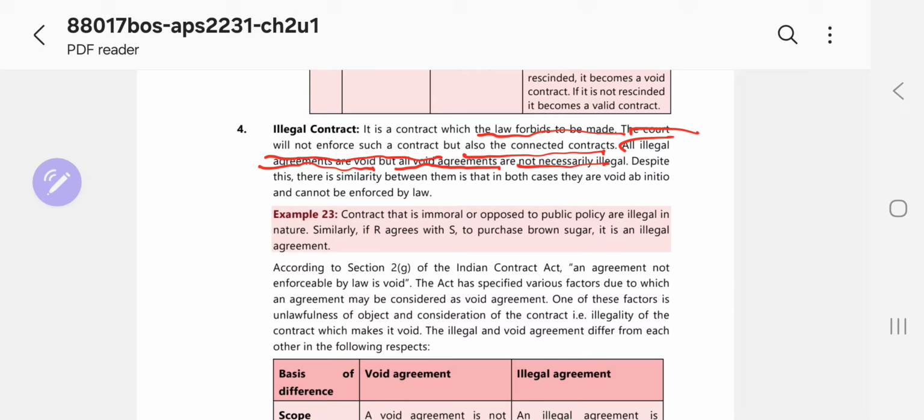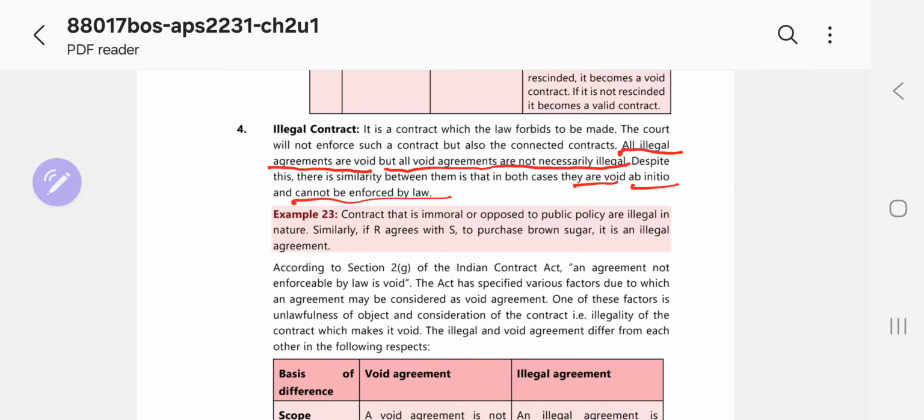Okay, so all illegal agreements are, this is an important statement. Please note that this can be asked in your MCQ question. All illegal agreements are void contracts, but all void agreements are not illegal. Okay, despite this, there is a similarity between them, that in both the cases they are void ab initio and cannot be enforced by law. Okay, the similarity between illegal contract and void contract is that these are not enforceable by law, and all illegal contracts are void contracts, but all void contracts are not illegal contracts.